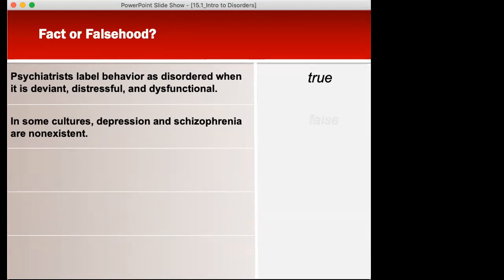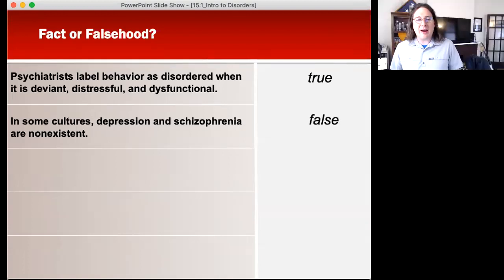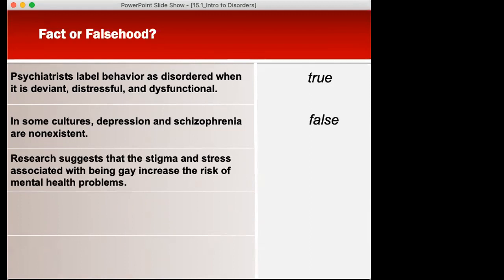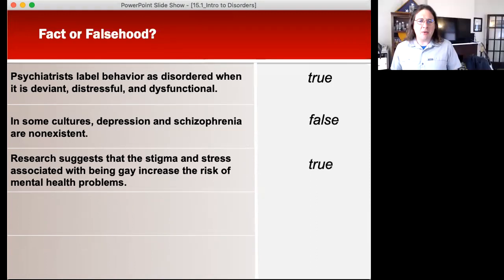True. True. It's actually false. We see this worldwide. People that go into depression and schizophrenia, we know that are universal. Anxiety may not necessarily be universal in some cultures, but depression and schizophrenia are. Okay. Research suggests that the stigma and stress associated with being gay increase the risk of mental health problems. True. Yeah. True, absolutely, and we'll get into that when we talk about gender identity dysphoria, right?